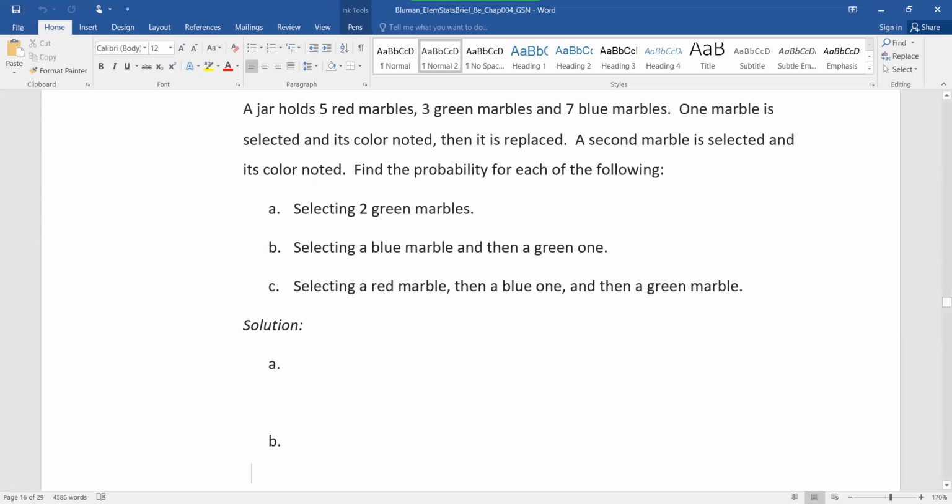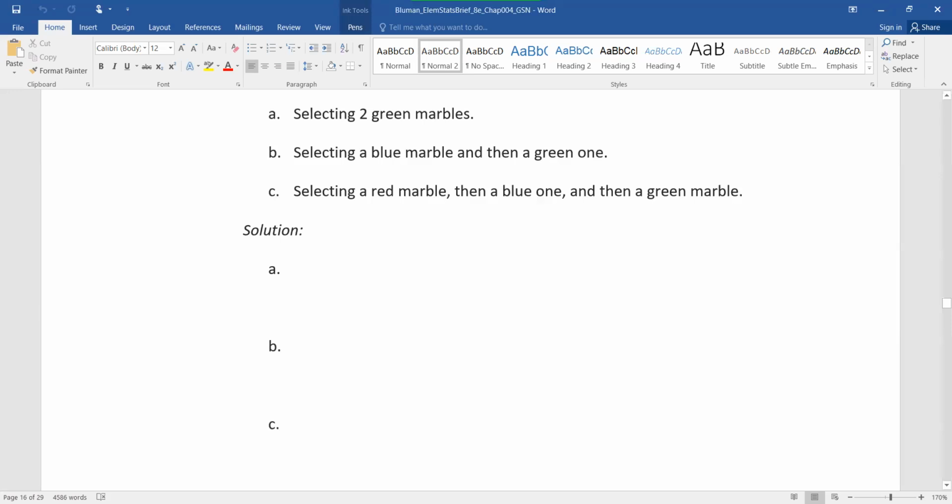So let me go down a little bit. All right, so selecting a green marble. The first thing you want to do is just find your total. How many total marbles are in this jar? Right, you would just go 5 plus 3, which is 8, 8 plus 7, which is 15. Does everyone see how we get 15 as our total? So that's going to be the bottom of our fraction. So if I want the probability of 2 green marbles, my first marble must be what?